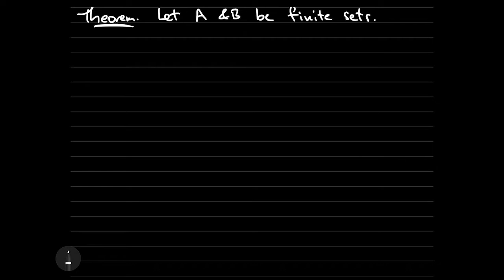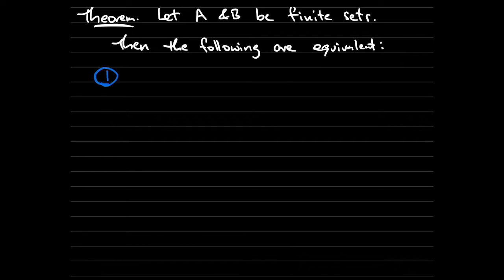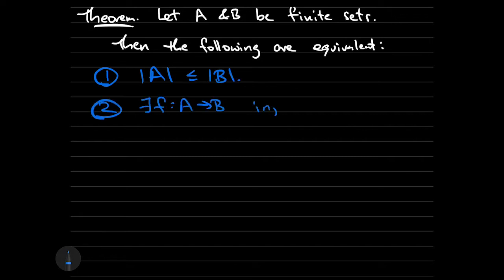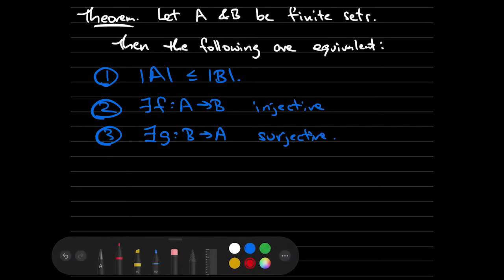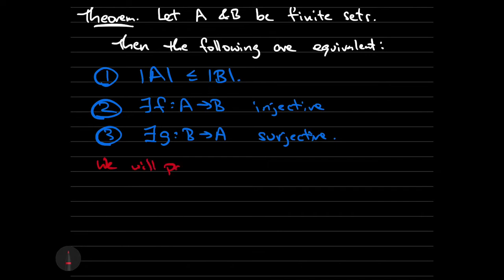Number 1, the size of A is less than or equal to the size of B. Number 2, there exists a function f from A to B that is injective. And number 3, there exists a function g from B to A that is surjective. Now note, saying that these are all equivalent means that if one of them is true, all of them are true. Conversely, if one of them is false, all of them are false.